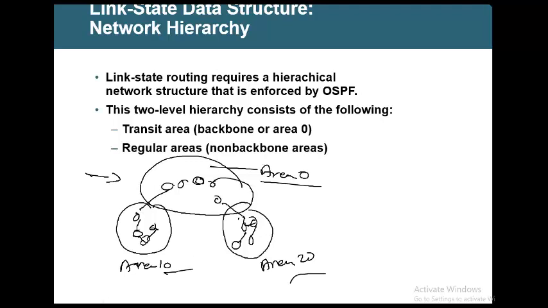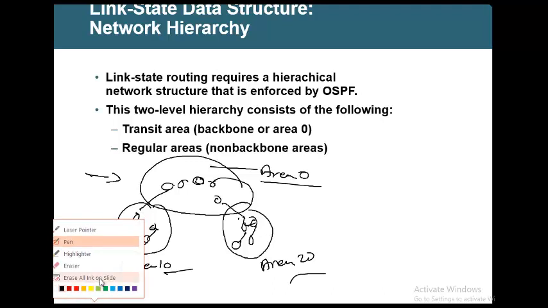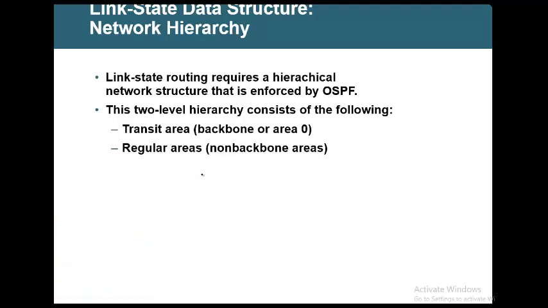We got multiple areas and we got one backbone area. All areas must go through area zero. And area zero, the number zero, is reserved for backbone. Other numbers you can use for non-backbone areas. There is no reservation; only for backbone, zero is reserved. So two levels of hierarchy: transit area, regular area. All the regular areas go through the transit area.